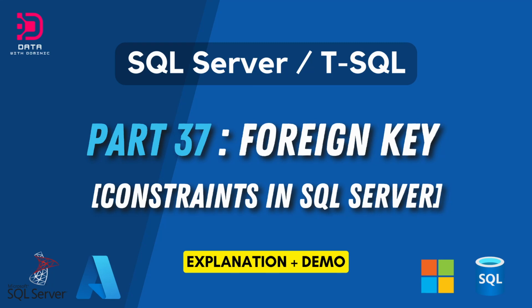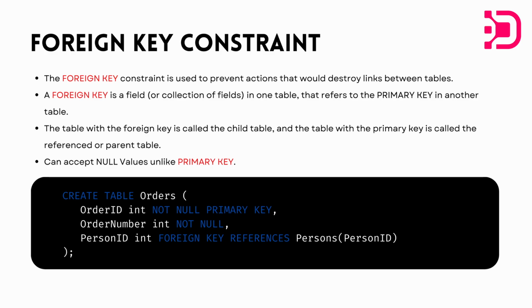Today we're going to be looking at foreign key constraints in SQL Server or T-SQL. So what is a foreign key constraint? Basically, the foreign key constraint is a constraint that is used to prevent actions that would destroy links between tables in a relational database. A relational database is built on the premise that these separate, disparate tables are interconnected with these relationships, right? One to many, many to many relationships.